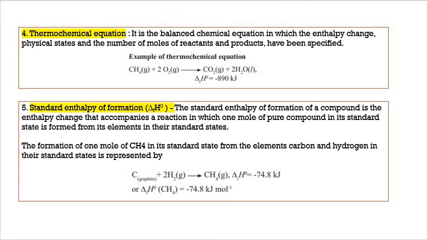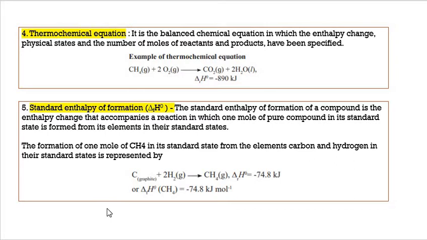Like the example here, methane is burned to give carbon dioxide and water. Here the standard enthalpy of reaction would be minus 890 kilojoules. The equation is balanced, physical states are mentioned, and the delta RH value is mentioned on the right hand side along with the products. Now next is the standard enthalpy of formation.